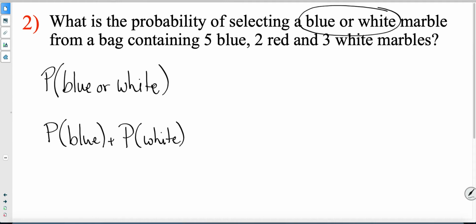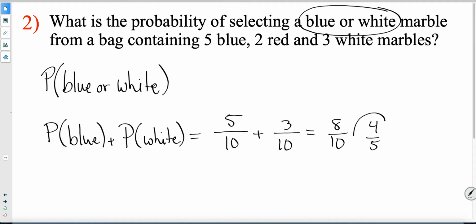All right, so probability of blue and probability of white. We look at the blue marbles. We got 5, so 5 blue marbles out of 10 total. And then we got 3 white out of 10 total. Add those together, and we're going to have 8 out of 10. You want to reduce these fractions, so we can take a 2 out to get 4 out of 5. So that's our probability of getting a blue or white marble from this bag of marbles.